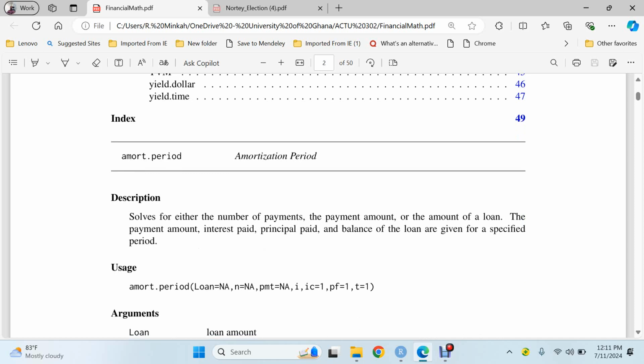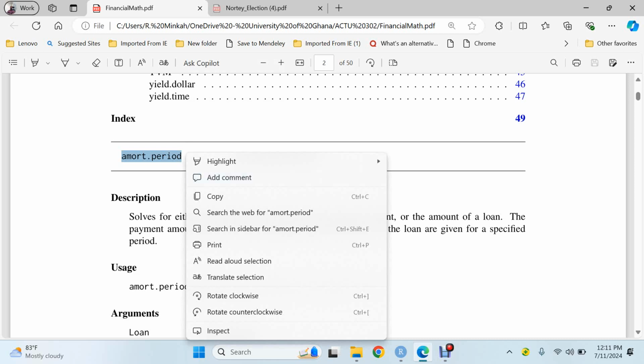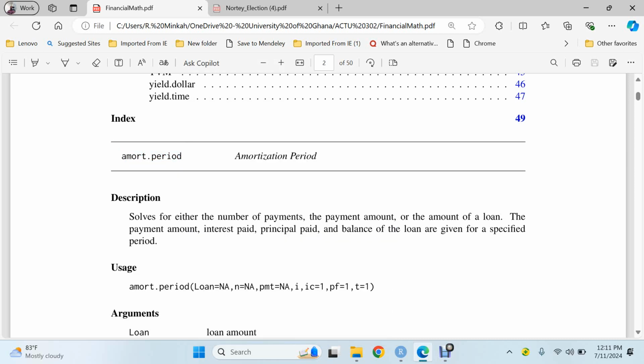And any function that you find in there, it gives you a description of it. So, for example, if we use the function amort.period, it says amortization period, right? So what does it do? It solves for either the number of payments, the payment amount, or the amount of a loan. The payment amount, interest paid, principal paid, and the balance of the loan are given for a specified period. So you can do this.